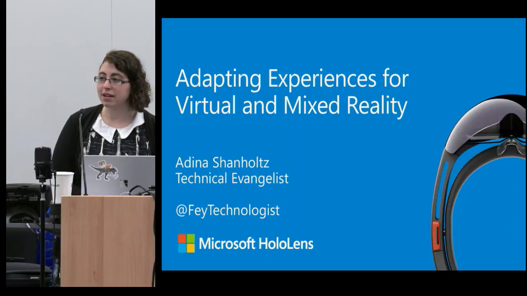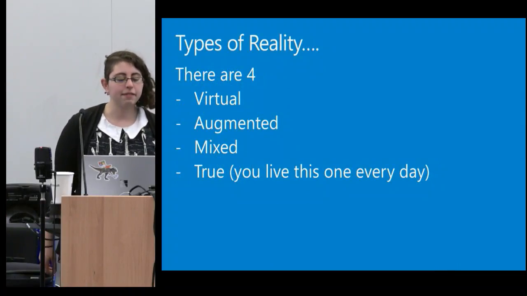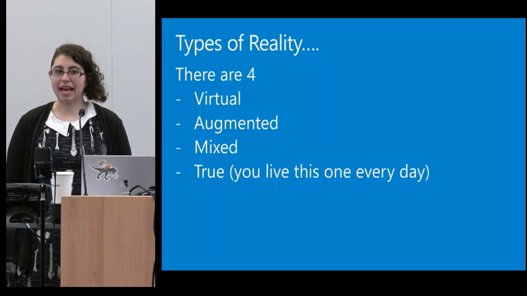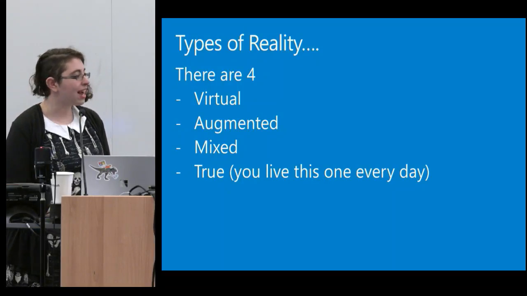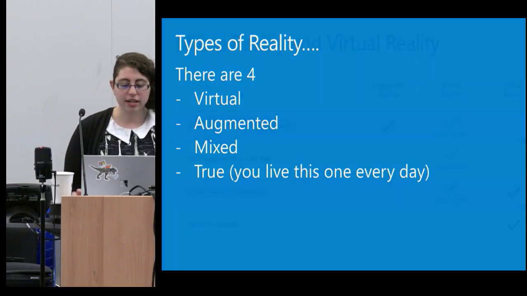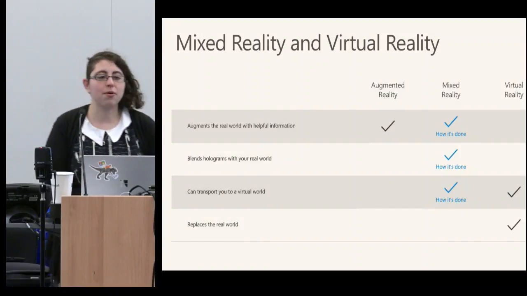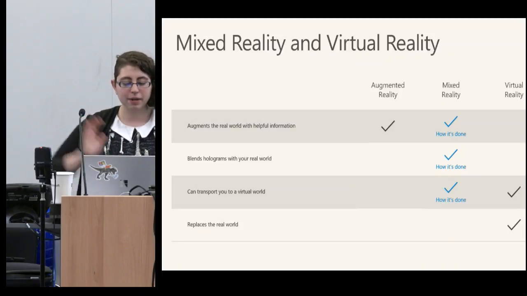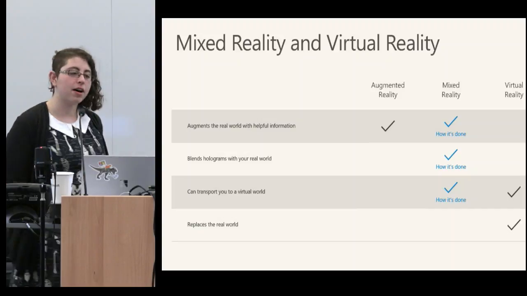So let's talk about this term, mixed reality. There are 4 types of reality: virtual, augmented, mixed, and actual reality, which is the one that we are currently in. I have this handy-dandy chart that puts together the differences between them. On one side of the spectrum, we have virtual reality, a complete virtual environment that replaces your real reality. And on the other side, we have augmented reality.